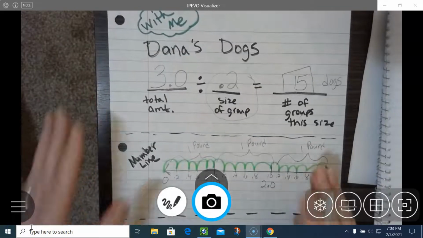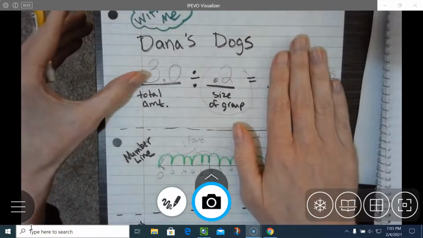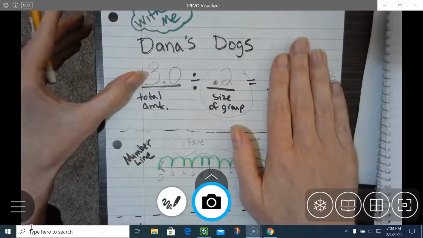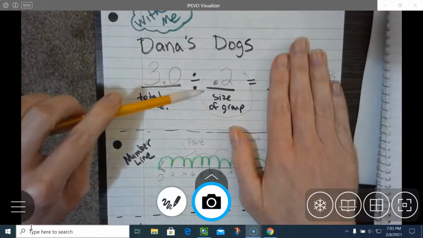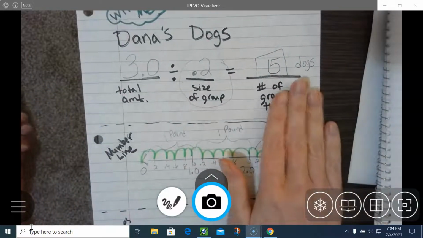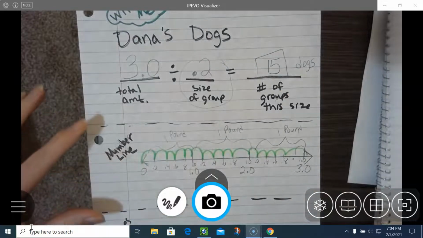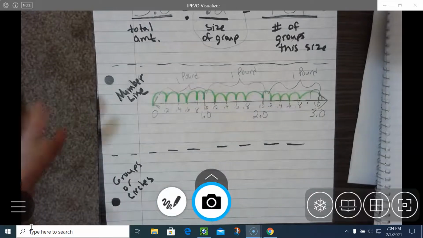All right, going back up to what we are trying to search for. When we read the problem, we know that the total amount of food that she fed in a day was 3 pounds of food. Each dog gets 2/10 of a pound. How many dogs is she feeding? Well, we know that the answer is 15, but we're going to just approach this a little bit differently. So now we're going to make some groups or some circles.